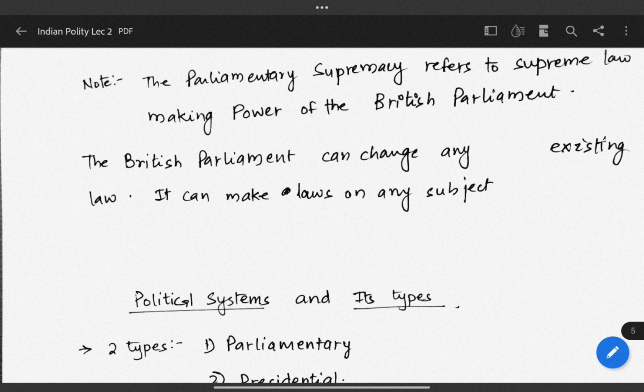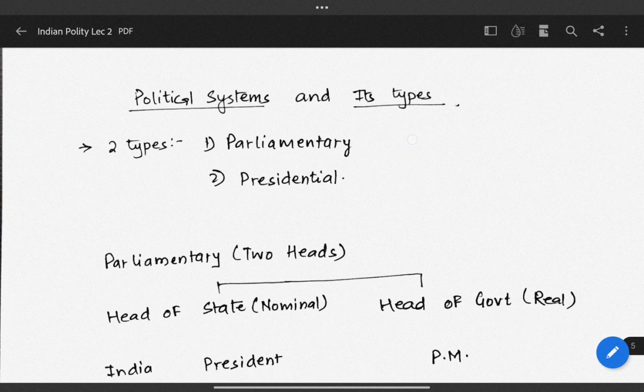Now we are going to discuss the different political systems. On the basis of the relationship between the executive and the legislature, the political systems have been classified as parliamentary and presidential. Today in this video, we are going to discuss only the parliamentary. In parliamentary, we have two heads. First, the head of state, which is nominal, and second, the head of government, which is real.